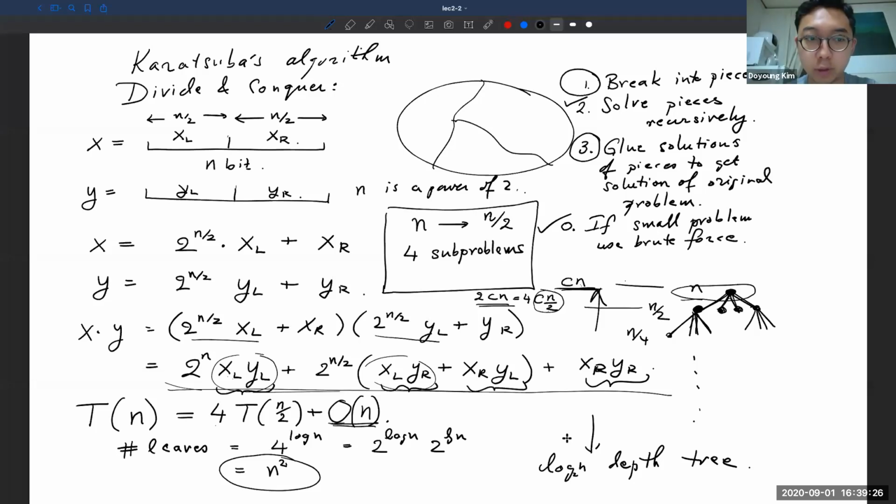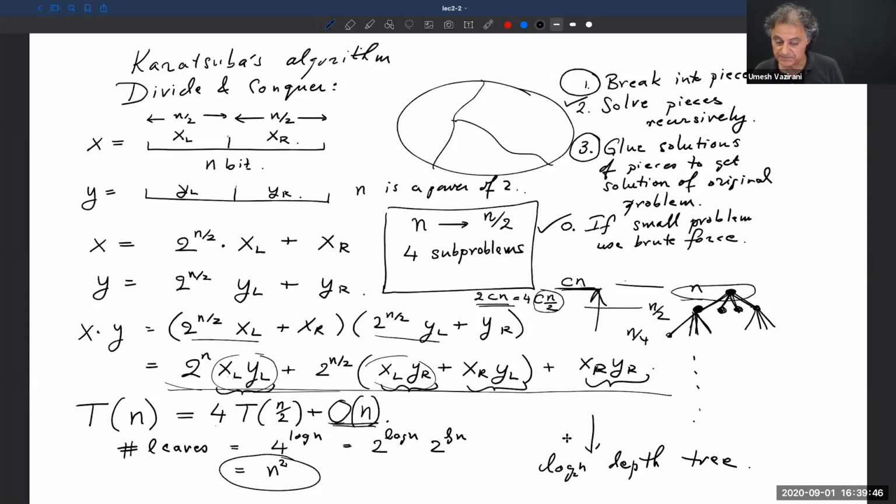So because 2 to the n takes the most time while gluing, that's why it's big O of n, because it takes linear time to shift. It also takes linear time to add numbers.